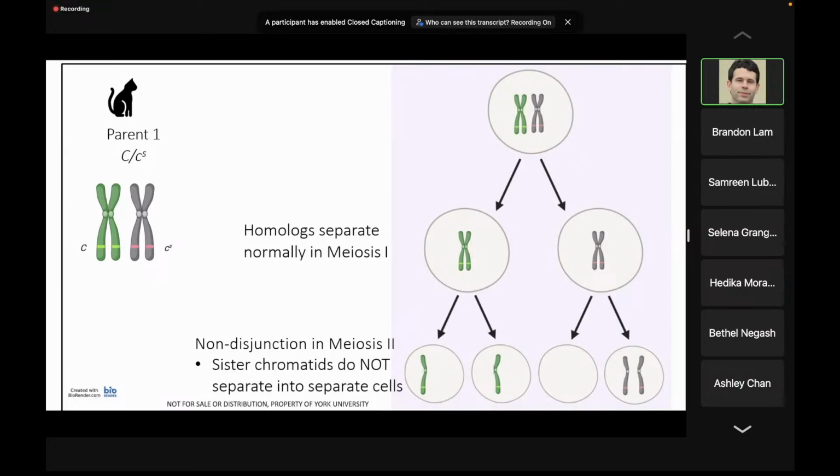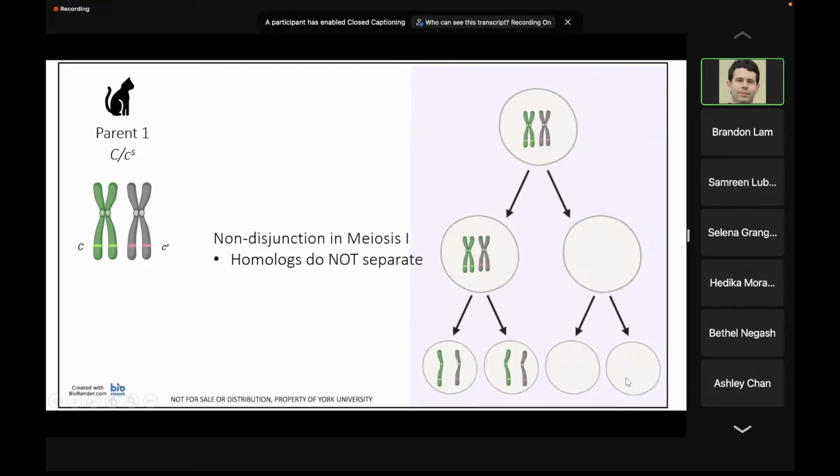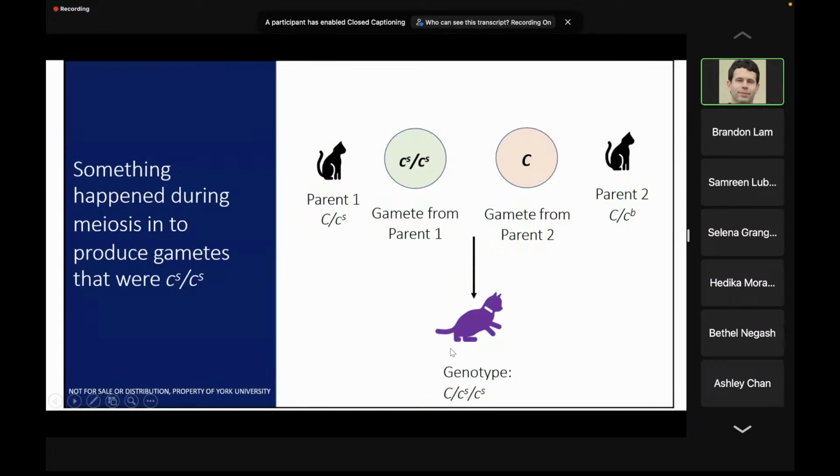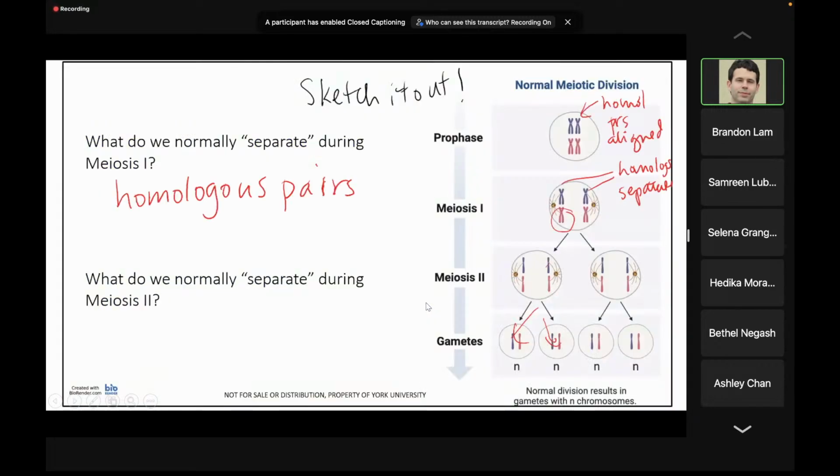There you go. That explains what happened with this cat. This parent had donated 2 copies of CS. Let's go back for a second. Remember our kitten was big C, CS. This came from this parent, non-disjunction in meiosis 2, and the big C copy just came as it normally would from the other parent.